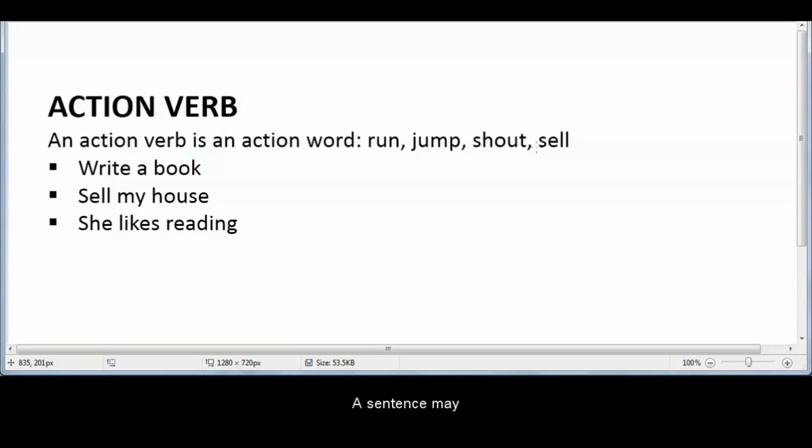So a sentence may contain only one of these action words. Write, as in write a book. Sell, as in sell my house. Or reading, as in she likes reading.